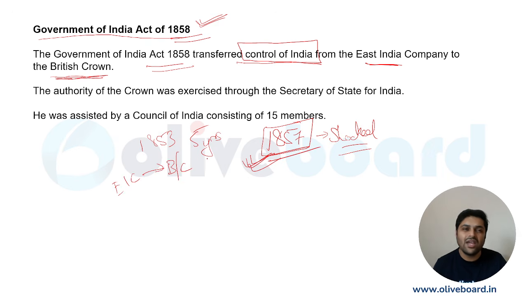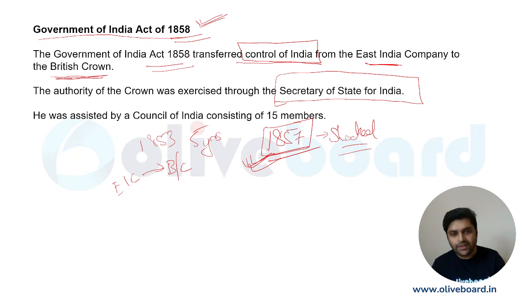Now Britishers were like, we cannot trust the EIC. They are just spoiling. So we'll keep all the powers with ourselves, the British Crown. The authority of the Crown was exercised through a Secretary of State for India. See, earlier it was the Governor General, one person. Now one more person was introduced. Two people will rule now. The Secretary of State for India will also join.